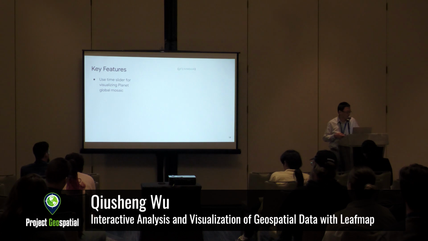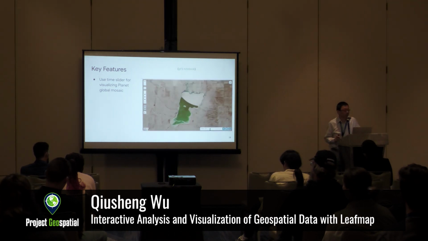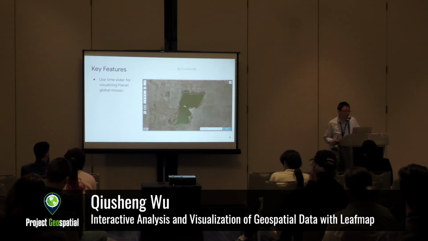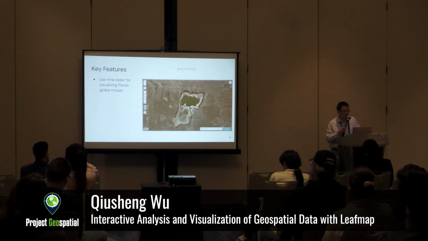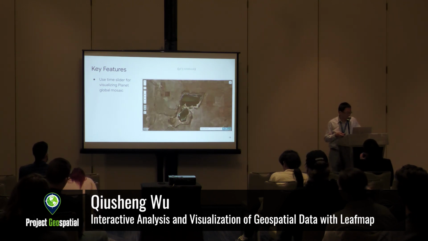This can be useful. And also, there's a time slider. So if you have time series images, for example, in this case, it's the Planet imagery, global mosaic, right? If you have a lot of images and you want to see them quickly, there's a time slider that you can slide through to see all the images, rather than adding tens of layers onto the map all at once. So you can basically select the data layer you want and do the visualization.